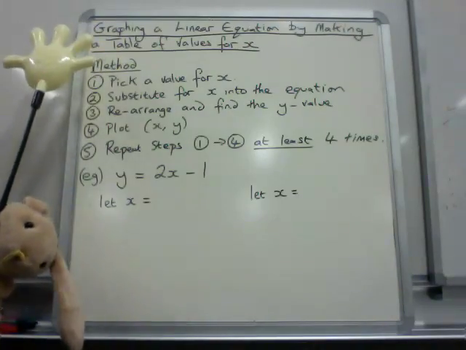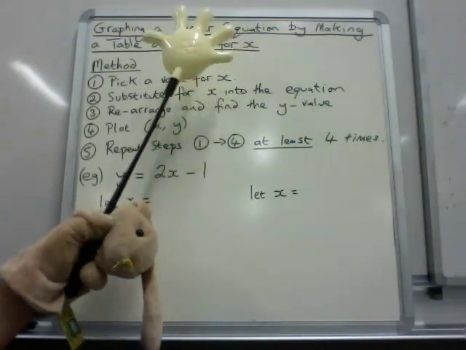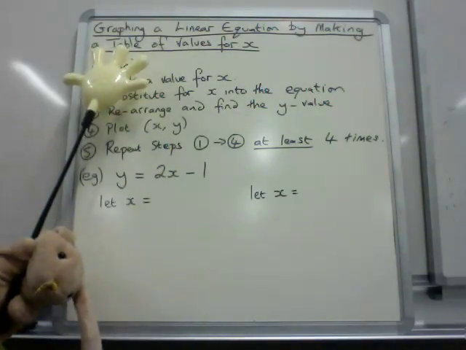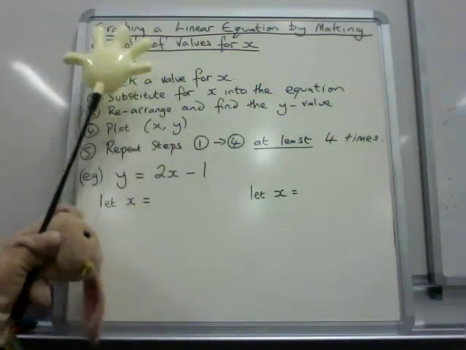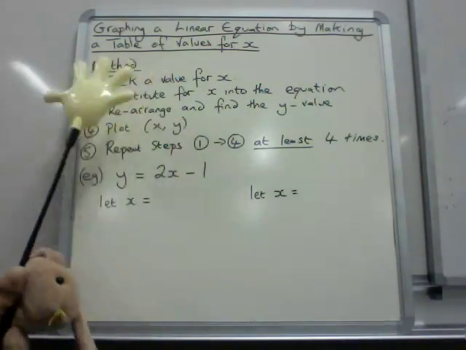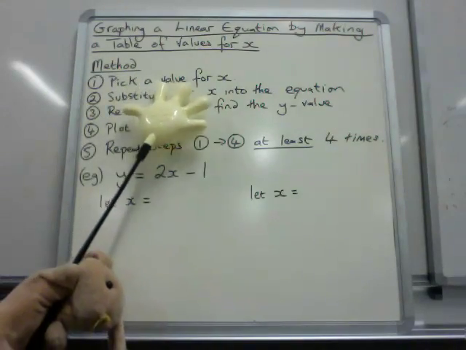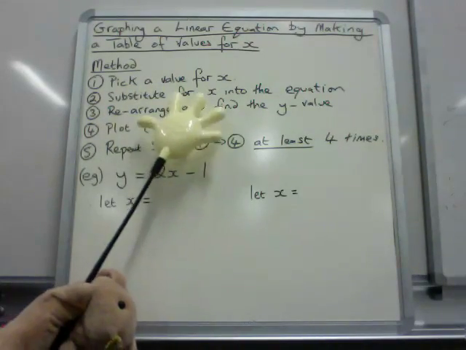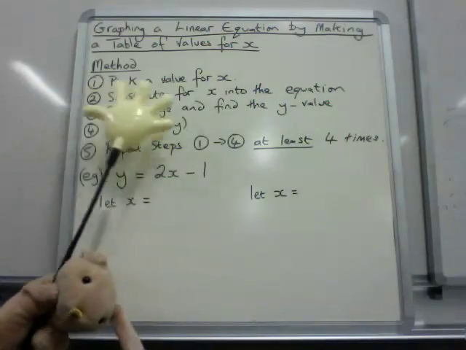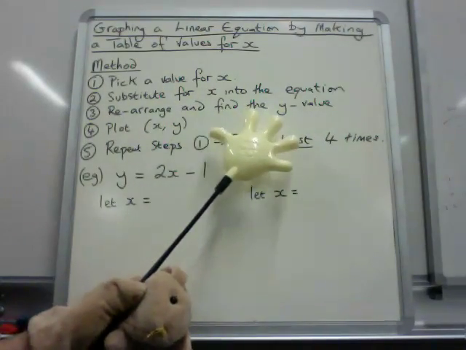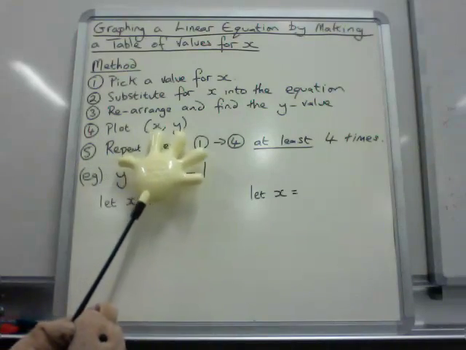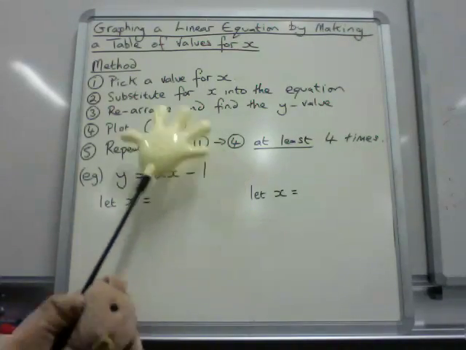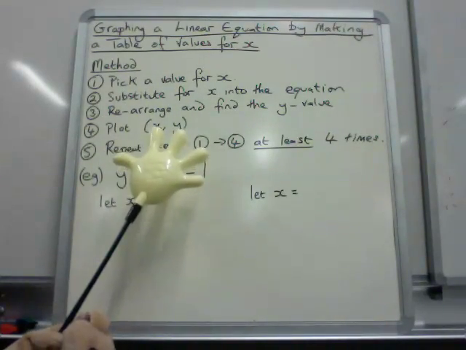This time we're going to be graphing a linear equation by making a table of values for x. And again, I have an idiot-proof method. Let's go through it quickly. First of all, you pick a value for x. Yes, you can choose anything. You substitute for x into the equation. You rearrange and find the y value, then plot the point xy that you've found. And you need to repeat these steps 1 to 4 at least 4 times.